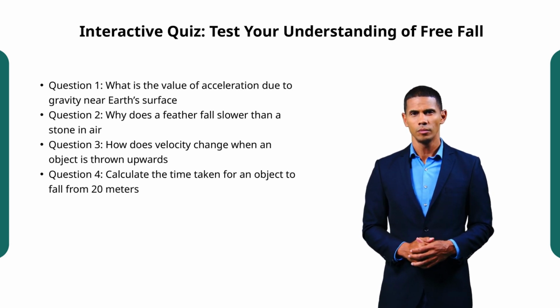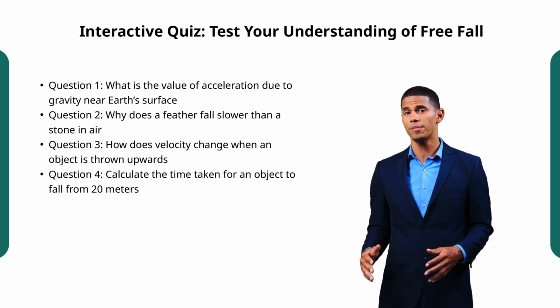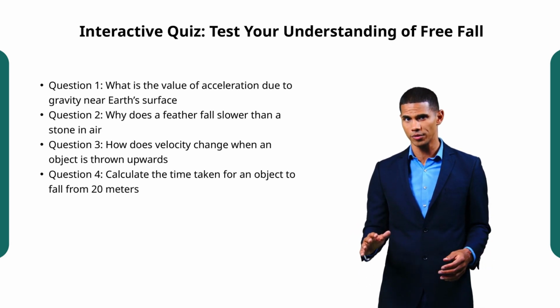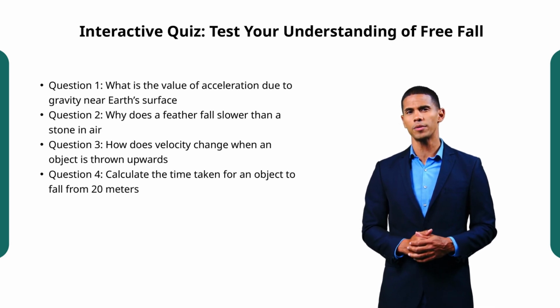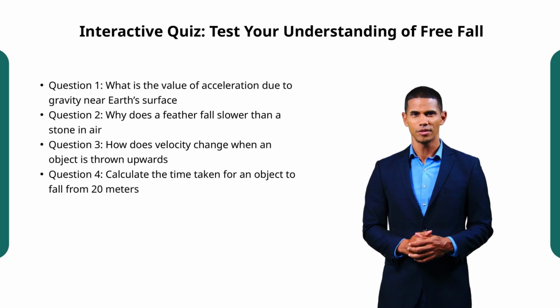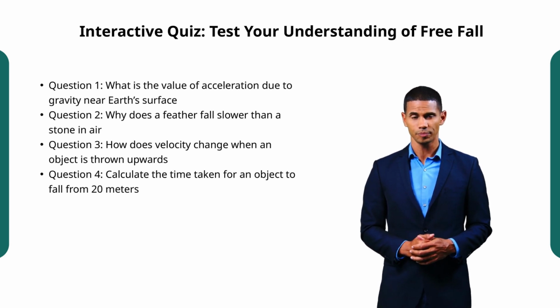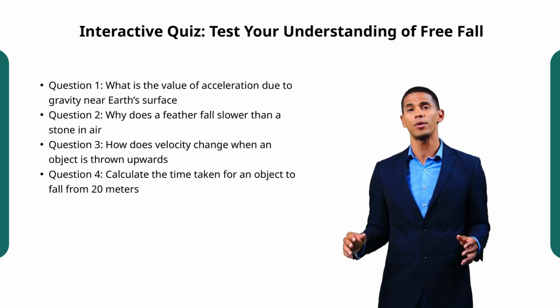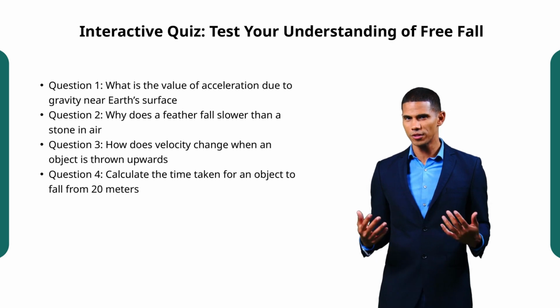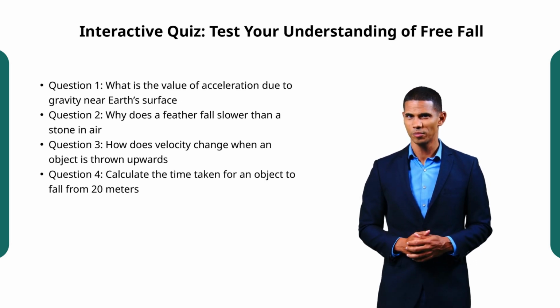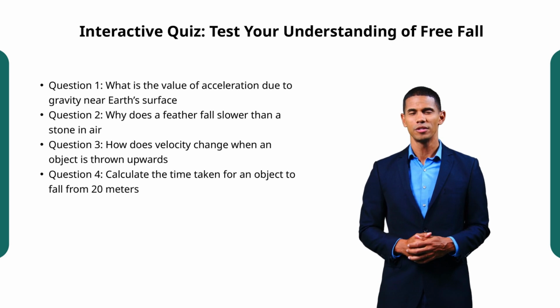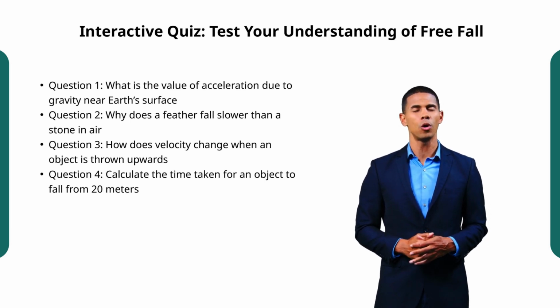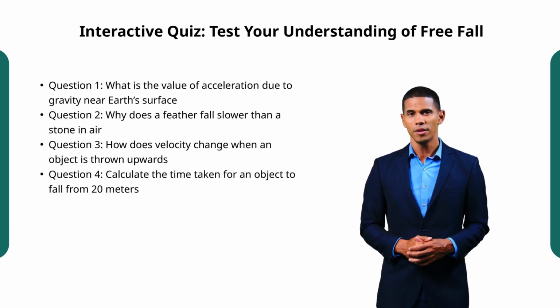1. What is the value of acceleration due to gravity near Earth's surface? 2. Why does a feather fall slower than a stone when dropped in air? 3. When you throw an object upwards, how does its velocity change with time? 4. If an object is dropped from 20 meters, how long does it take to reach the ground? Consider g equals 9.8 meters per second squared. Pause for 30 seconds and try answering these questions on your own. Let's now go through the answers together.